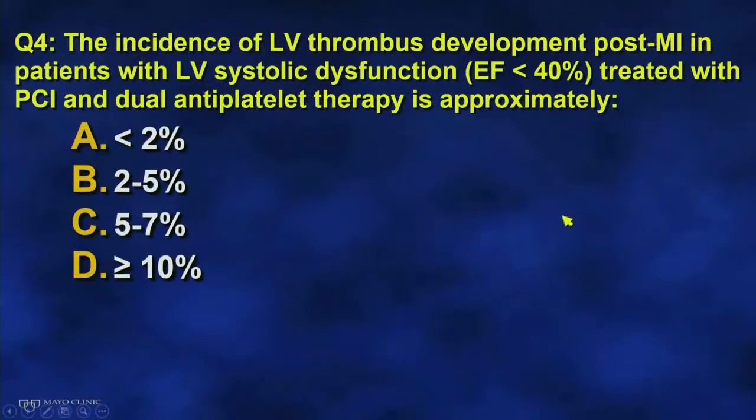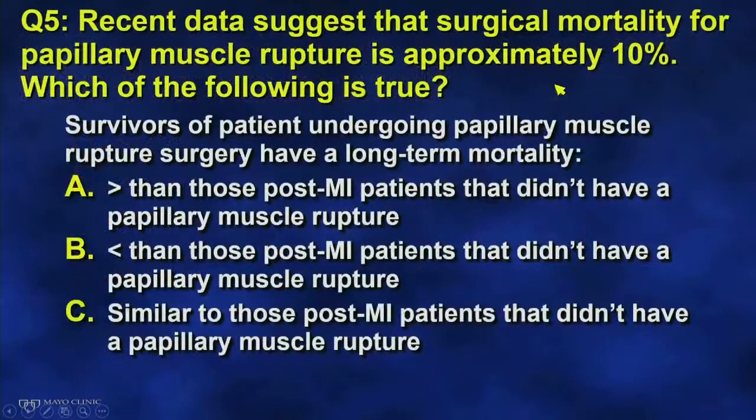And I think we'll skip this. There is an incidence of thrombus, which can be up to 10 to 15%, even with dual antiplatelet therapy, if there is significant LV dysfunction. And we just talked about this, but just to summarize, the surgical mortality currently, in the current state of the art for a papillary muscle rupture, is about 10%.